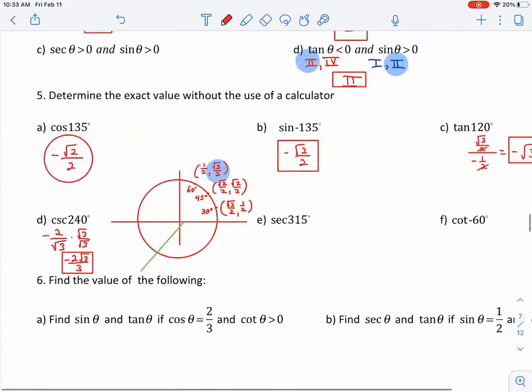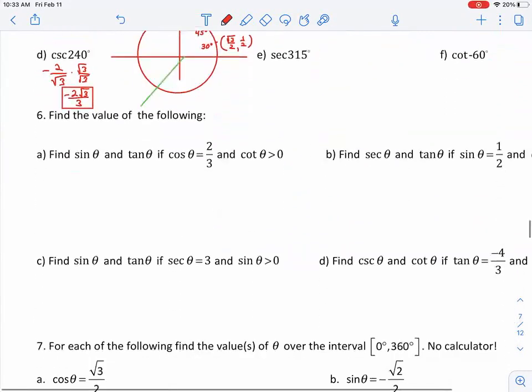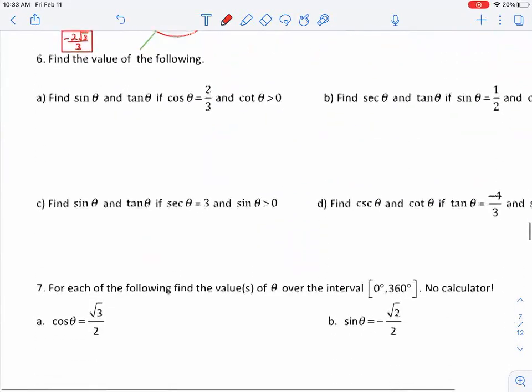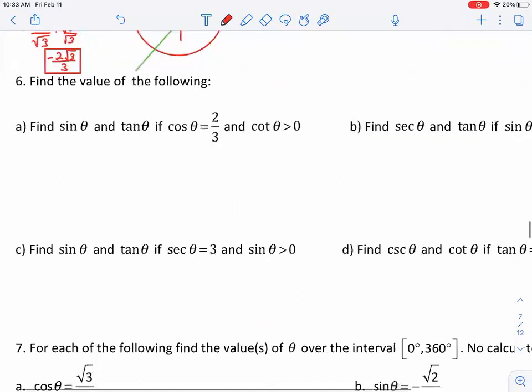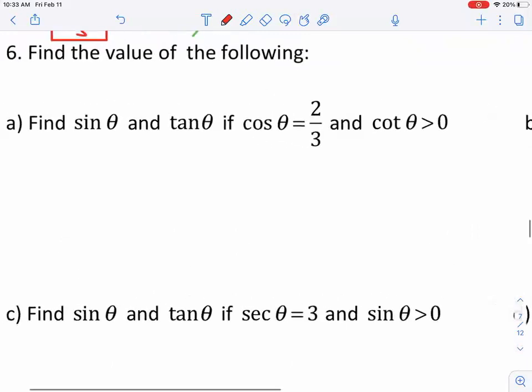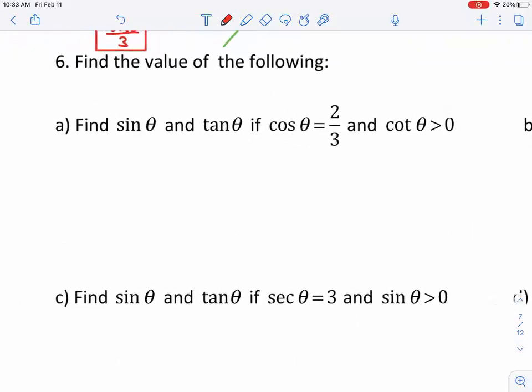All right, I'm going to move to the next section. We're trying to find trig functions here. So it says find the sine and tangent if the cosine is 2/3 and the cotangent is greater than 0. So first thing is, let's figure out what quadrant we're in. Given this information, we can determine what quadrant we're in.